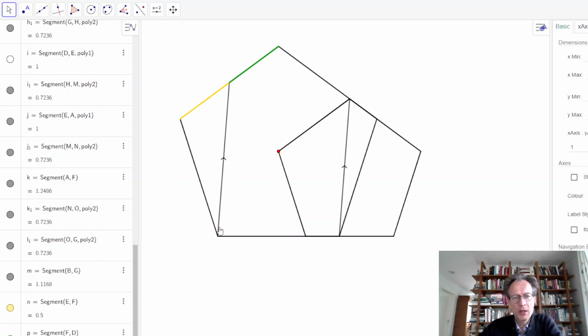And also what is drawn is two line segments, one from this vertex of the large pentagon to the top vertex of the small pentagon, and a parallel line segment originating from this vertex of the large pentagon to that side. And this line segment divides this side into two segments with color yellow and green, and the question is, what is the length proportion of these two line segments?